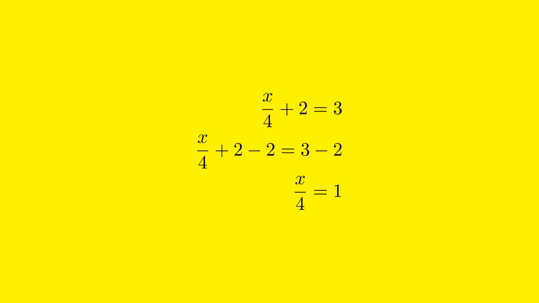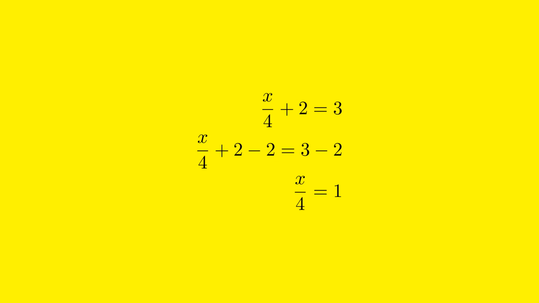Step 1. To solve the equation x divided by 4 plus 2 equals 3, first, we need to isolate the variable x. To do this, we start by looking at the equation and notice that there's a plus 2 added to x divided by 4. Our goal is to get x alone on one side of the equation.